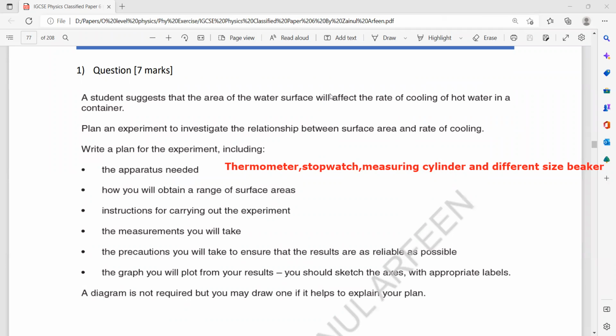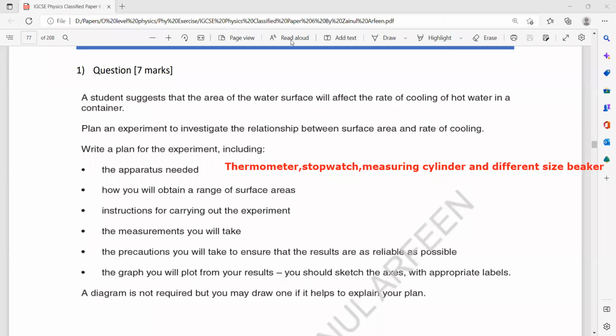Insulating material, we don't need, because we are investigating how surface area affects the rate of cooling. Even if we don't have insulation, we are keeping it the same for all the beakers. Either all are without insulation or all are with insulation. So that's why we don't need insulation for it.